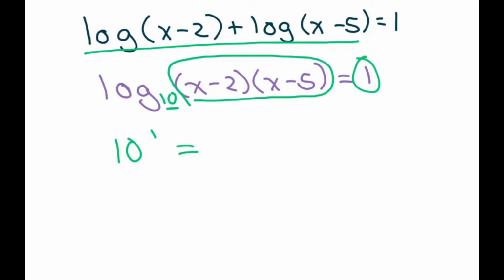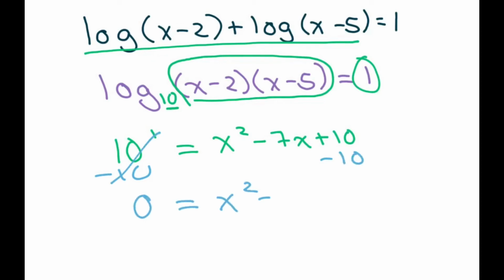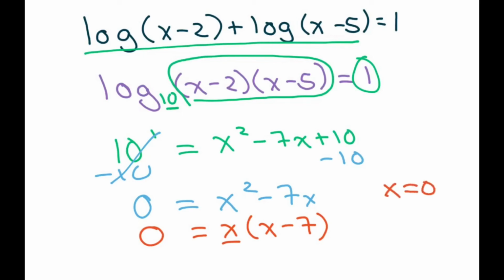I'm going to go ahead and condense this. This is x squared minus 7x plus 10. Now to solve for x, I'm going to subtract 10 from both sides. So that leaves me 0 here. We have x squared minus 7x. Now I'm going to factor out an x and get x times x minus 7 equals 0. So if I set each piece, I have x equals 0 for this piece, and if I set x minus 7 to 0, I get x equals 7.